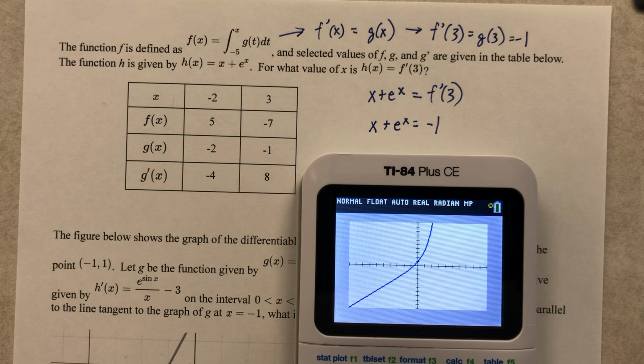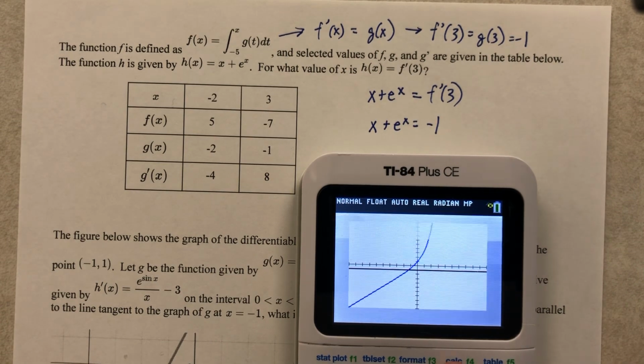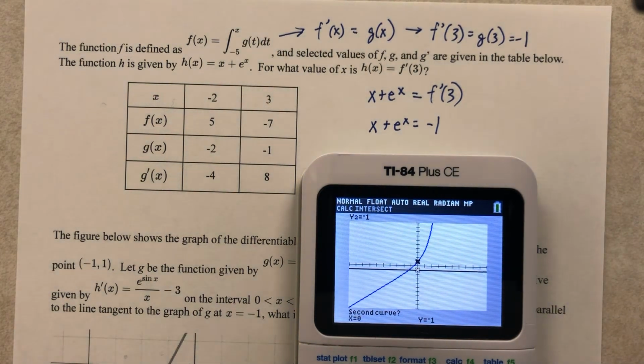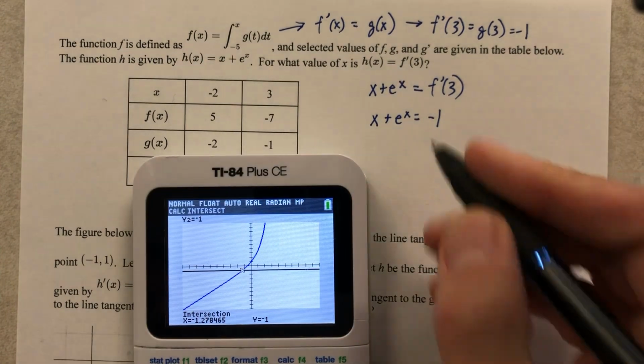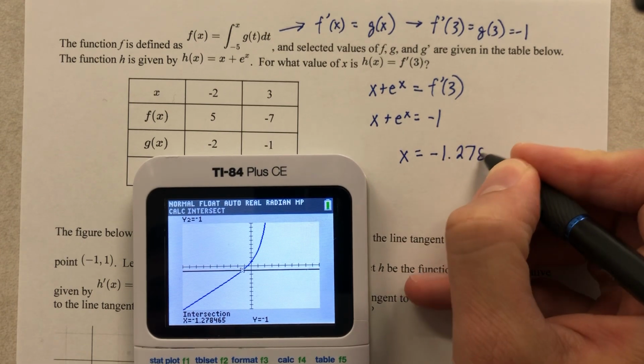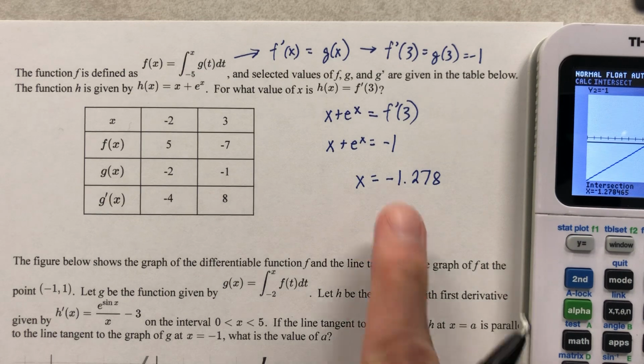Here's x plus e to the x, and here's the line -1. There it is. We are going to find that point right there. Second, calc, point of intersection. First curve, enter. Second curve, enter. Guess, just a starting point that doesn't have to jump over an asymptote. So final answer is -1.278. Found it. For what value of x? Done.